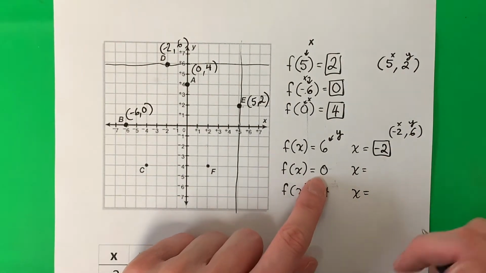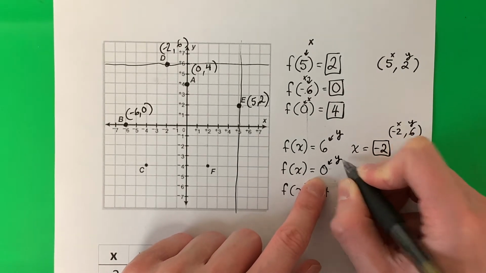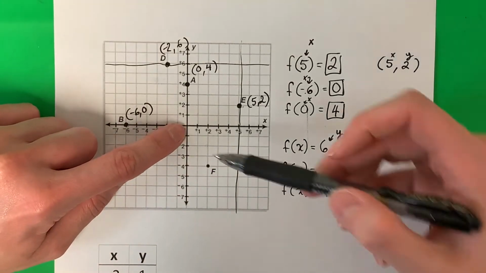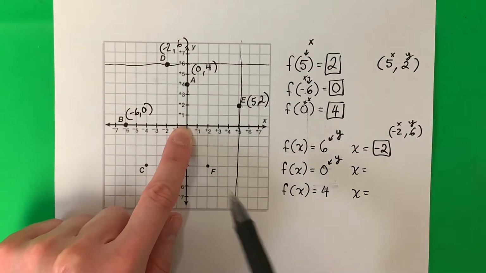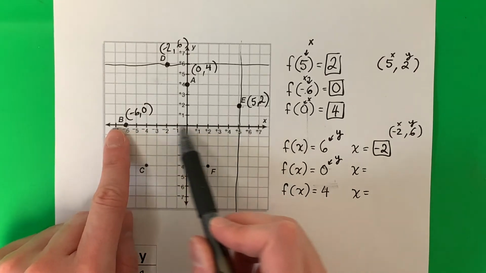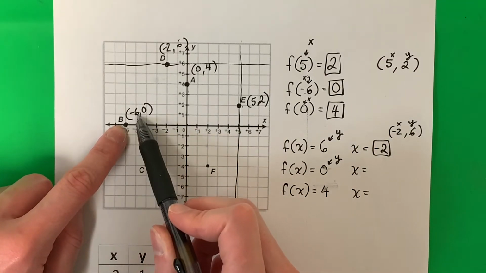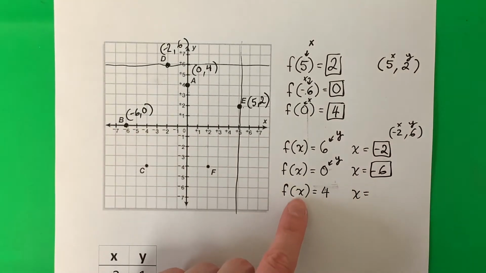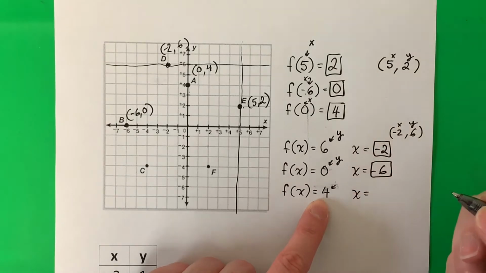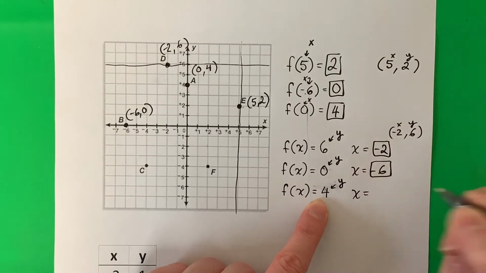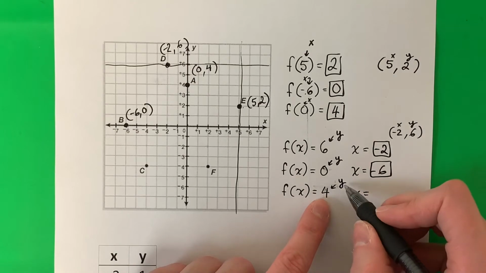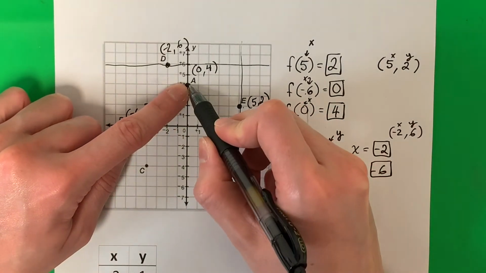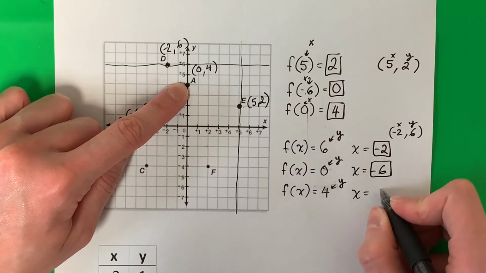F of x equals 0. This 0 is y because it is outside the parentheses. So y is 0, so that would be here. Okay, and which one has a y of 0? It looks like B has a y of 0 and the x is -6. Here, f of x is 4. This is outside the parentheses, so that is y. So I need to find 4 on the y: 1, 2, 3, 4. Looks like I have a point here. When y is 4, x is 0.